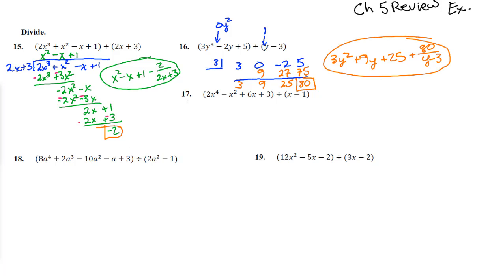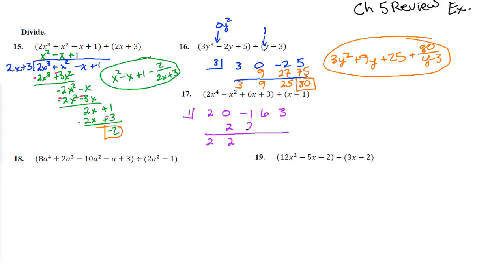Number 17, and you'll see why we did it over here. Didn't leave enough room. Synthetic division is good for both of these. So we're using the opposite of negative 1, so we're going to use a 1 in the box. And we have 2. Notice there's no x cubed, so we have to have a 0. Then a negative 1, then a 6, then a 3. And synthetically divide. Bring the 2 straight down. 1 times 2 is 2. 0 plus 2 is 2.